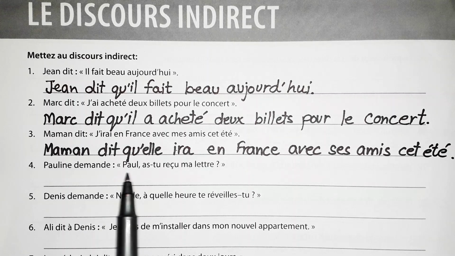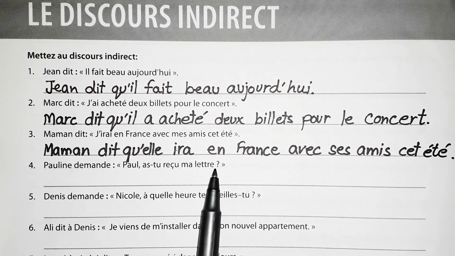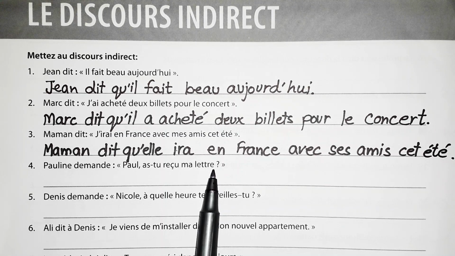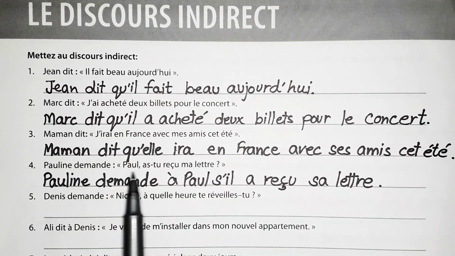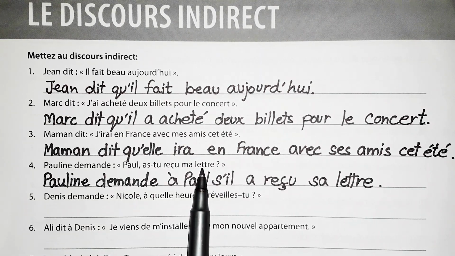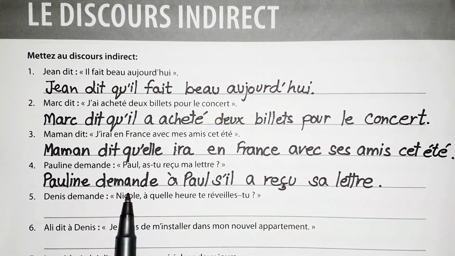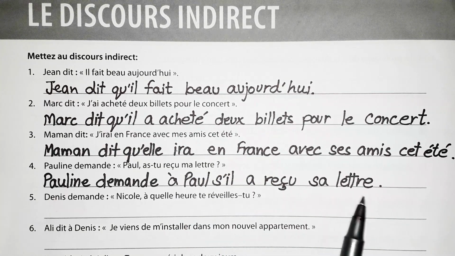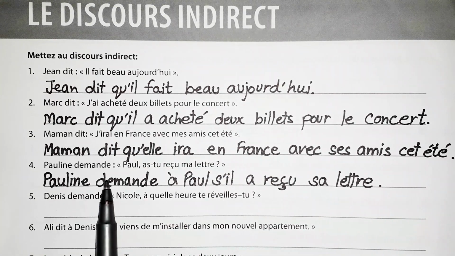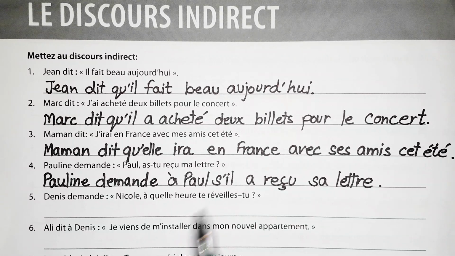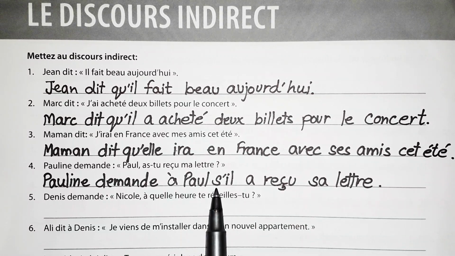Pauline demande, Paul, as-tu reçu ma lettre? Now it's a question statement. So the questions which give you an answer in yes or no, we simply use si for them. Pauline demande, Paul, as-tu reçu ma lettre? Pauline is asking Paul, did you receive my letter? Now after changing it, it is like Pauline demande à Paul s'il a reçu sa lettre. Means Pauline is asking Paul if he received her letter. So for saying if, we have used si here, si, and because the pronoun was starting with a vowel, we have dropped the vowel here.